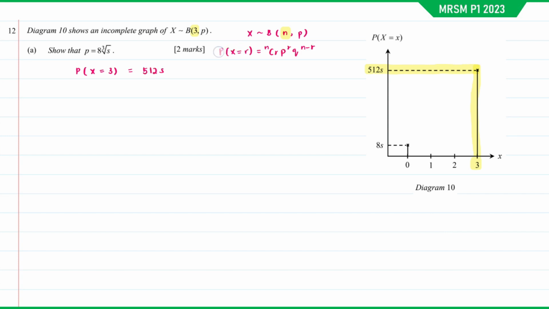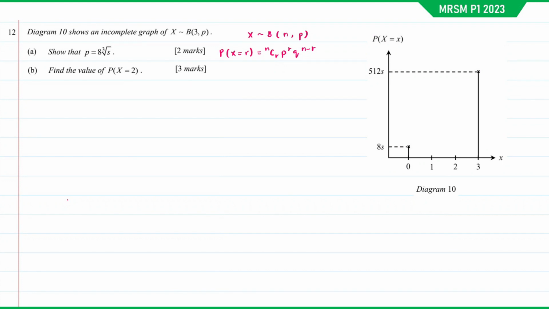512s. Now refer to this formula. We can write P(X equal to 3) as 3C3 p to the power of 3 q to the power of 0. This is equal to 512s. Here 3C3 and q to the power of 0 are equal to 1. Then p cubed is equal to 512s. So p is the cube root of 512s. The cube root of 512 is equal to 8, so the answer will be 8 times the cube root of s.